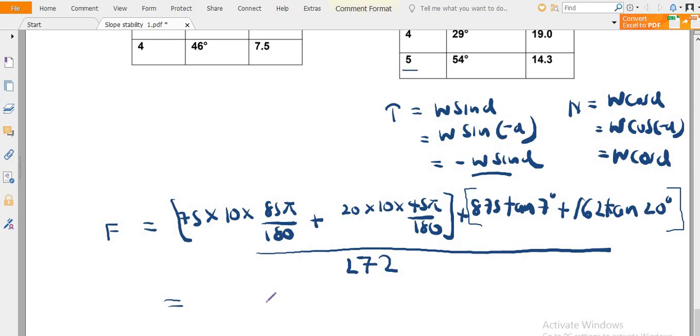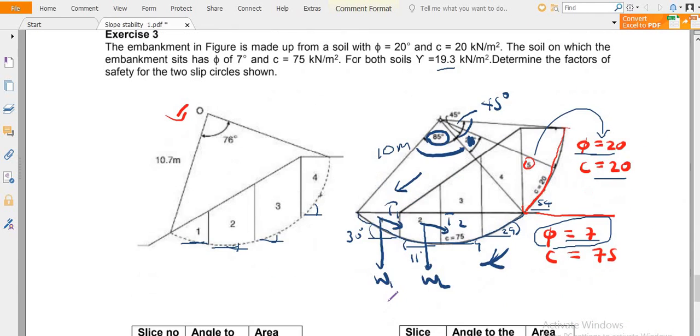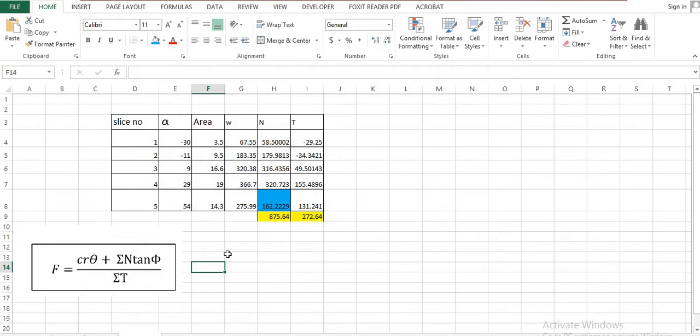So now I think you have learned some aspects that you need to look into before you try to attempt and calculate the factor of safety of slip circles using the Swedish method of slices, right?